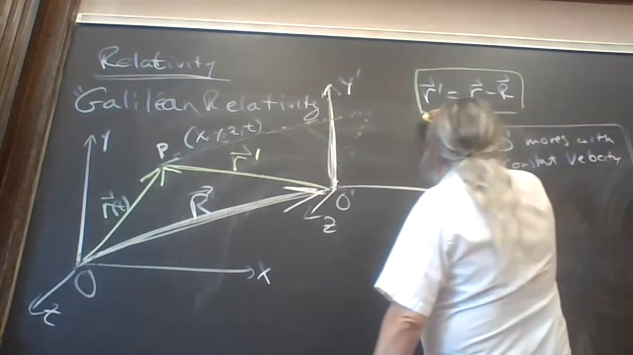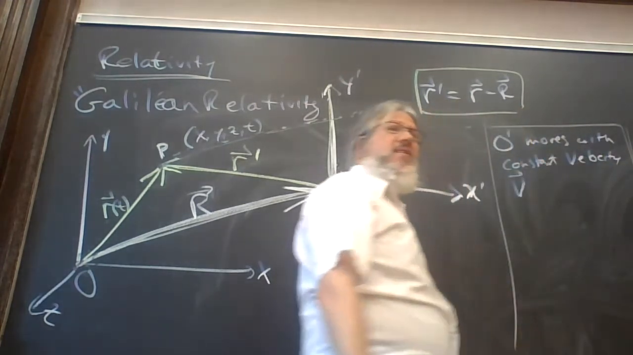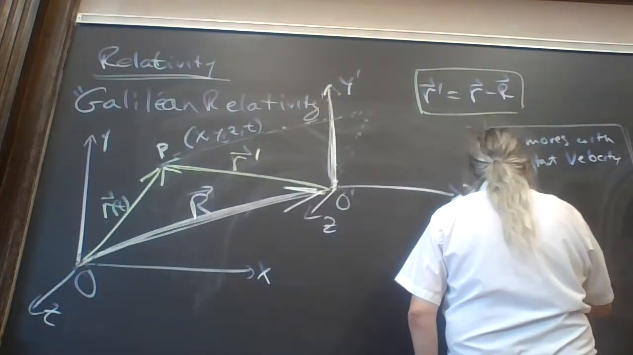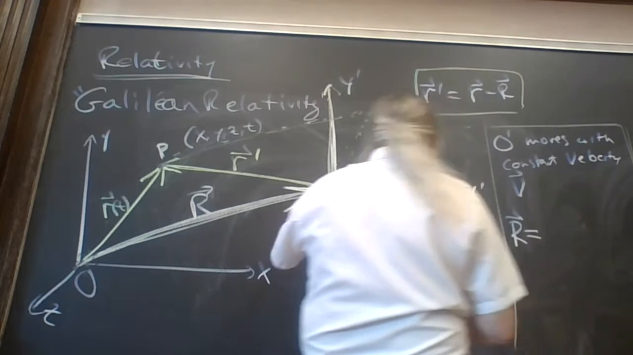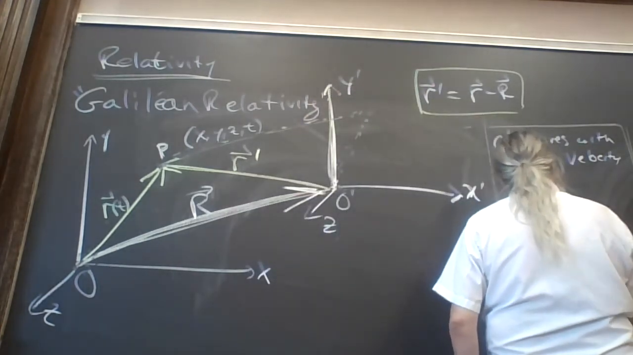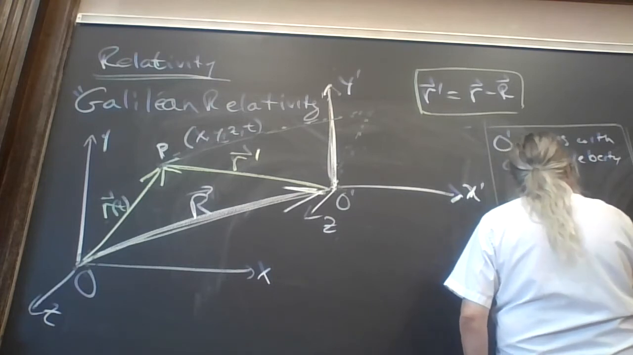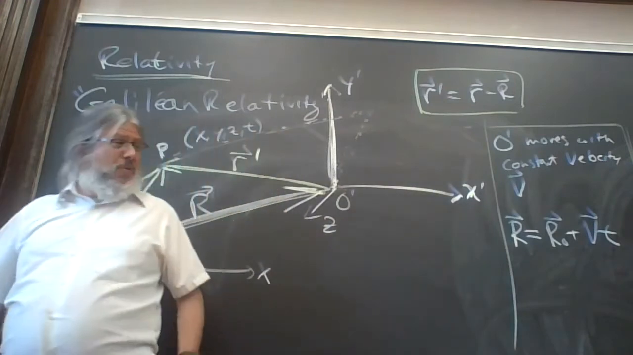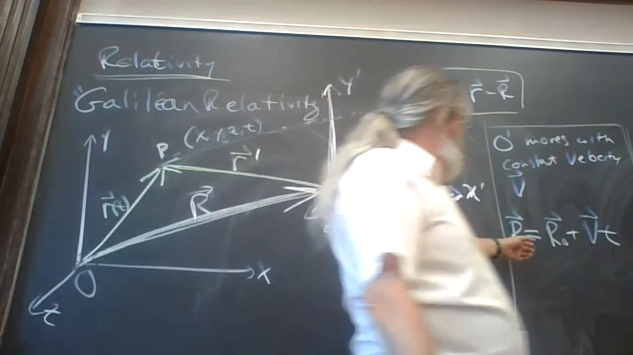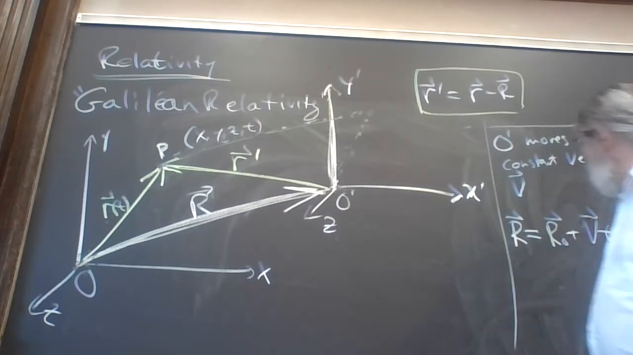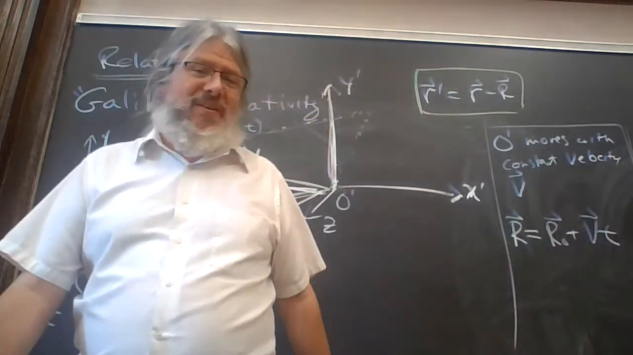So then I can basically write down an expression for R, right? In other words, it must be true that the coordinate system R, which is moving with constant velocity, must be moving from its original position R naught, and then it is moving with velocity v times t. So in other words, as a function of time, this vector R is going to be that. So once I get past this, then I can just start taking derivatives.